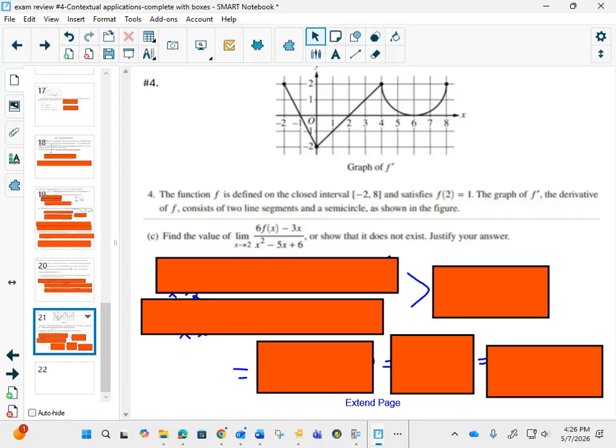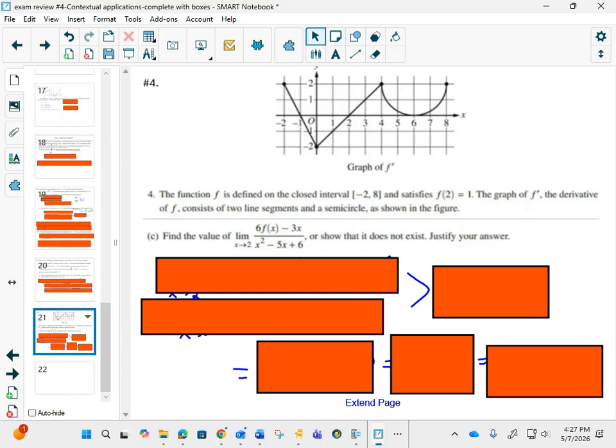Something to be careful of and pay attention to is if you start reading first the function f, your brain might automatically assume this is the graph of f. Be careful that you're making sure, oh, this is actually the graph of f prime, defined on the closed interval negative 2 to 8, and it satisfies that f of 2 is 1. The graph of f prime has 2 straight lines and a semicircle. Find this limit. Ooh, that doesn't look very nice.